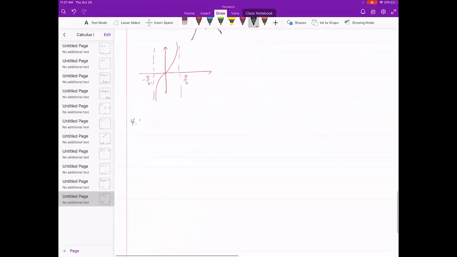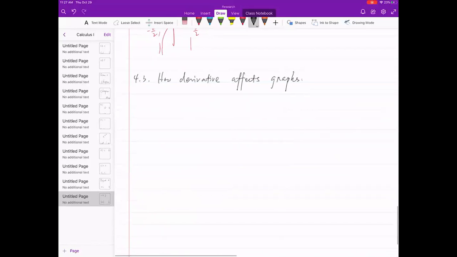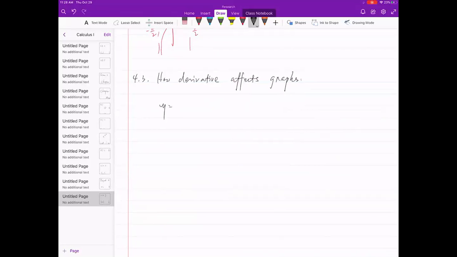Now we move to 4.3. How derivative affects graphs. Basically, we want to draw a graph with something a little bit more complicated. So let me be careful here. Something like this.